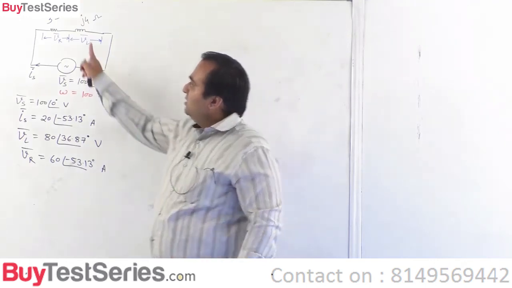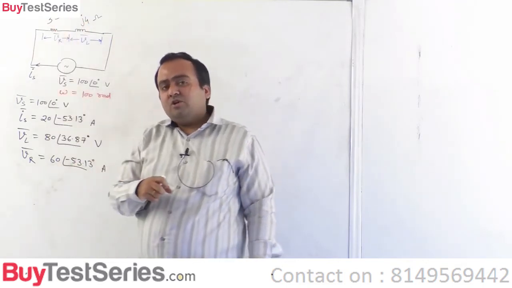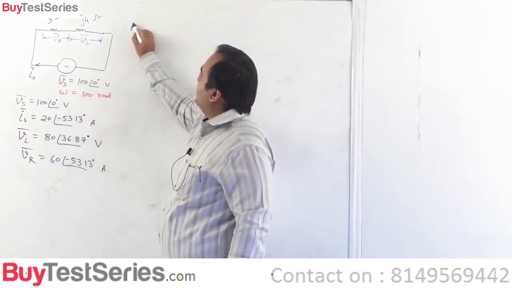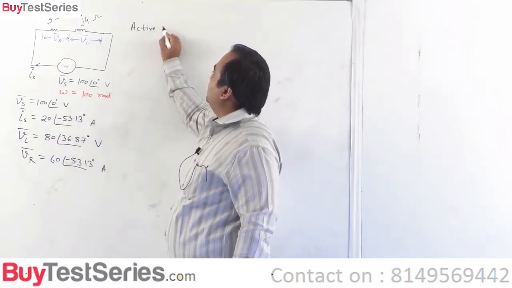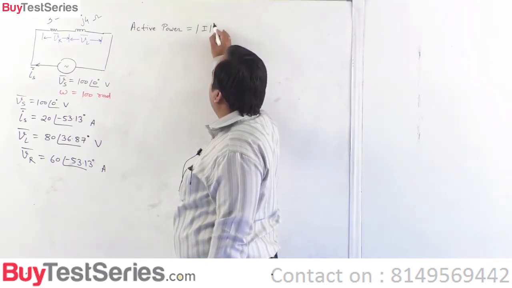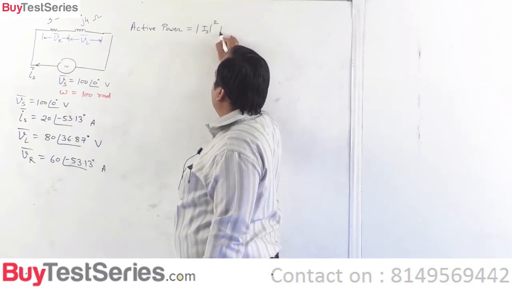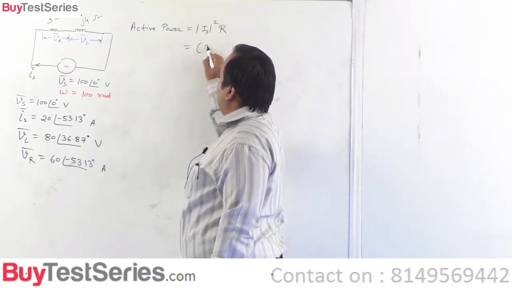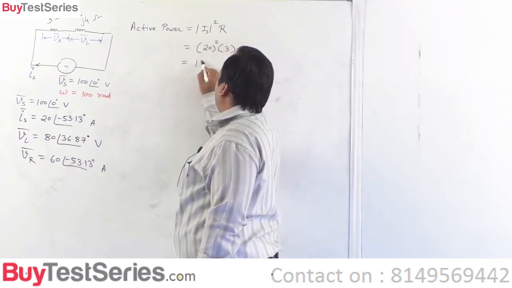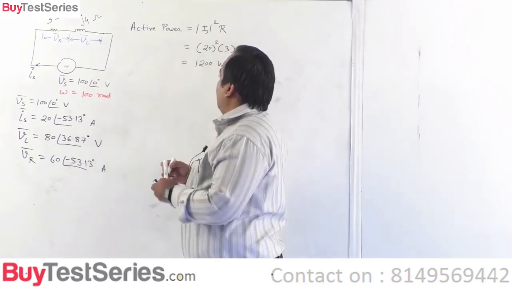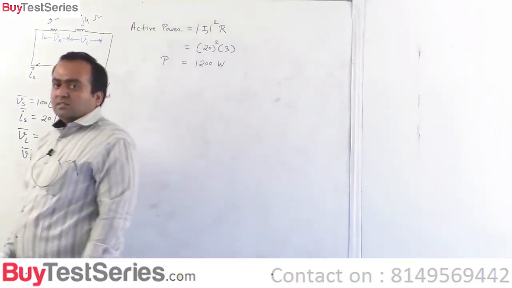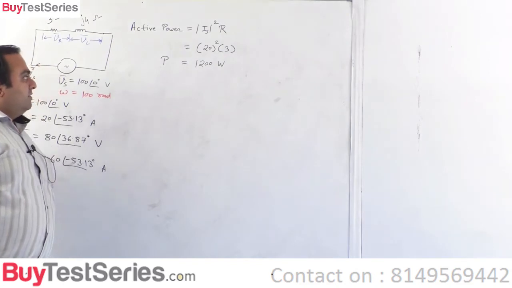Now see, this resistance will always absorb active power. So how can we calculate the active power absorbed by the resistance? One way of calculating it, which we did in the DC analysis also, is simply 20 square into 3, that is 1200 watts. We generally denote it by P. Alright, this is one way of calculating the active power.